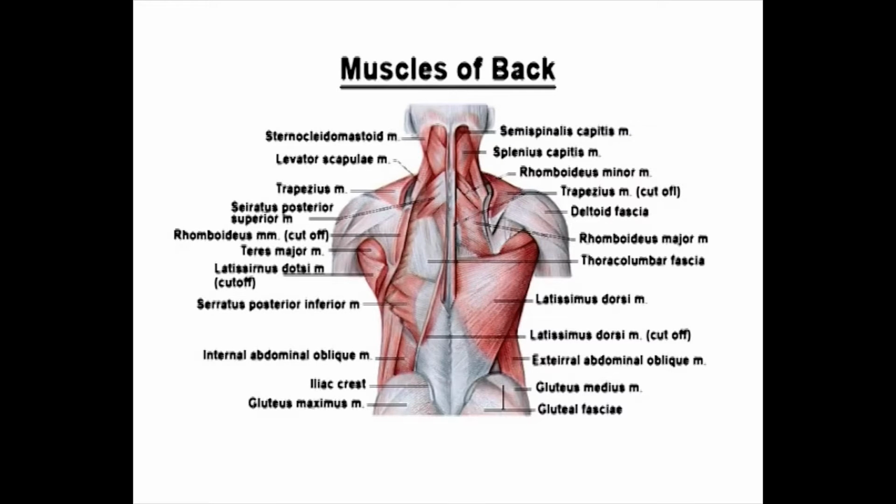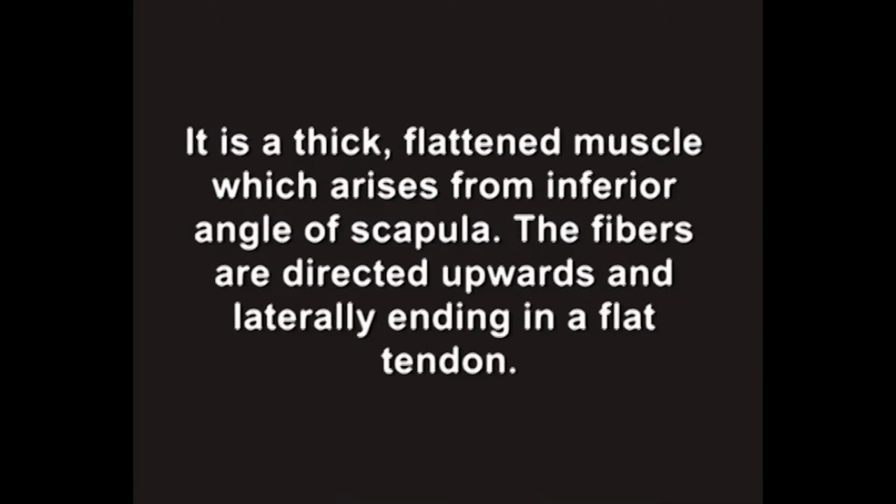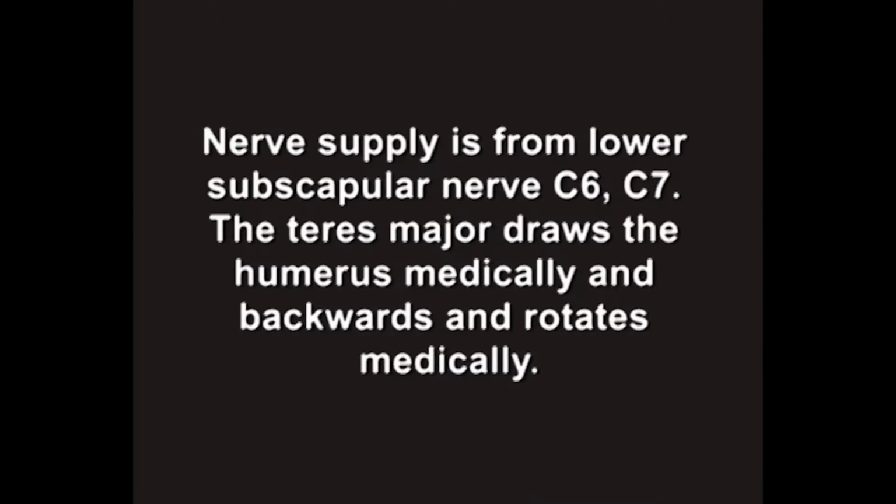Muscles of the back. Teres major. It is a thick flattened muscle which arises from the inferior angle of the scapula. The fibers are directed upwards and laterally, ending in a flat tendon. Nerve supply is from the lower subscapular nerve, C6 and C7. The teres major draws the humerus medially backwards and rotates it medially.